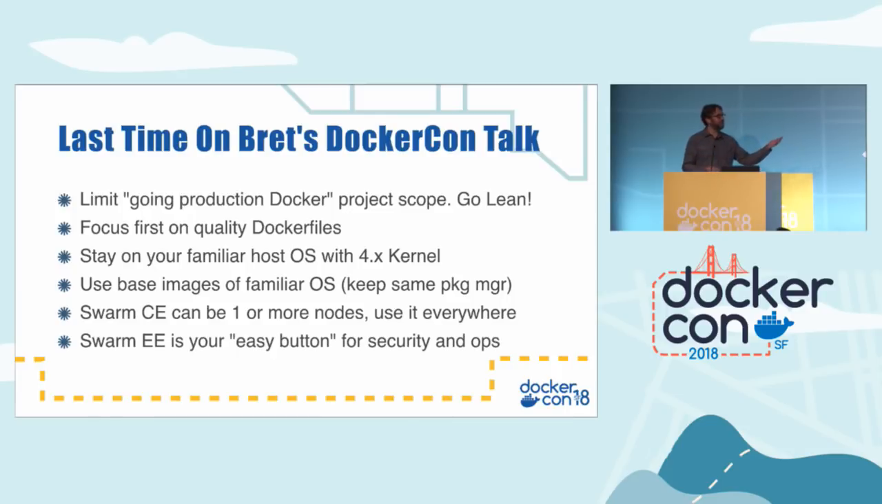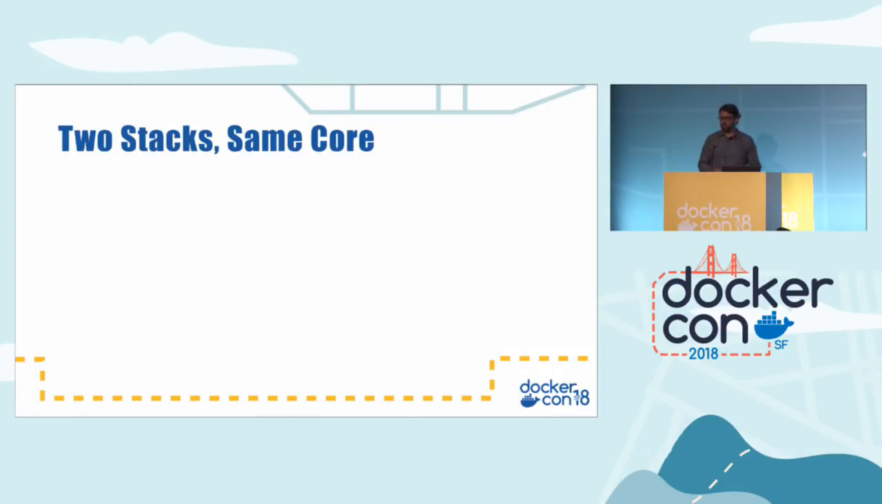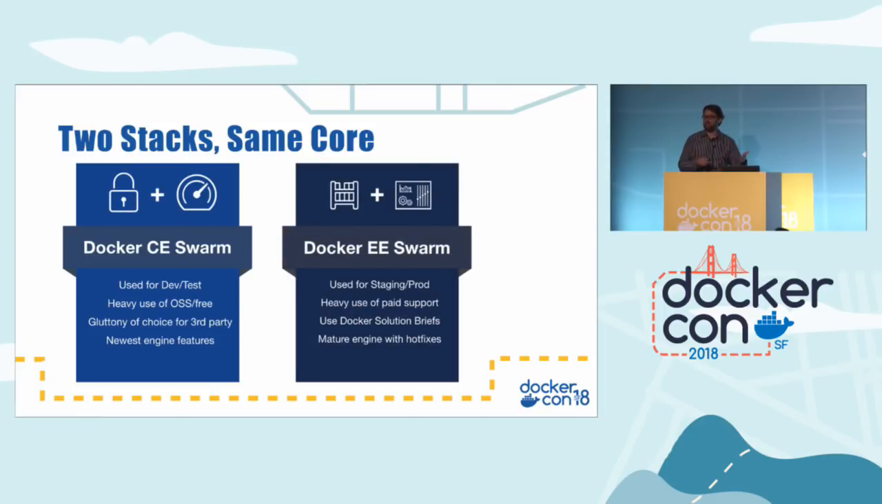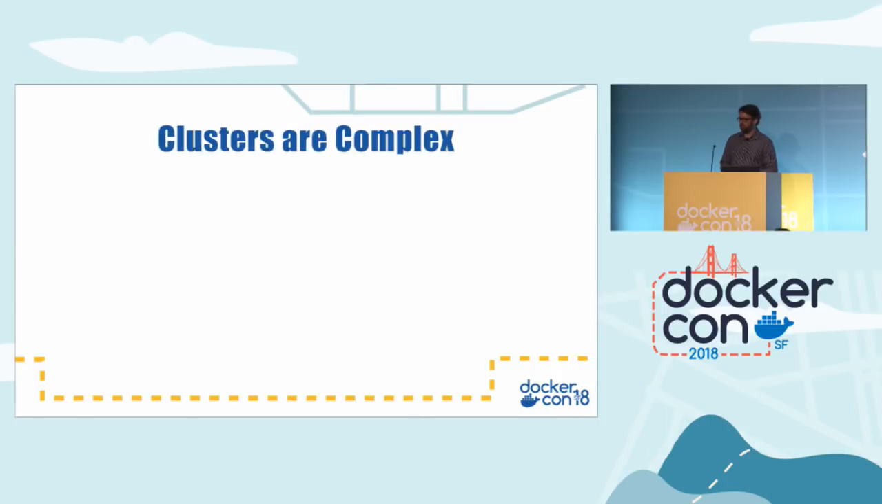And then Swarm EE is, as you will see through this talk, a sort of easy button for a lot of these problems because it comes opinionated out of the box. So we're going to be building 2 stacks here, Docker CE, which has benefits and pros and cons, right? This is all pros and cons. And then Docker EE, and seeing how the two compare. What do I have to build out if I choose one of these 2 options?